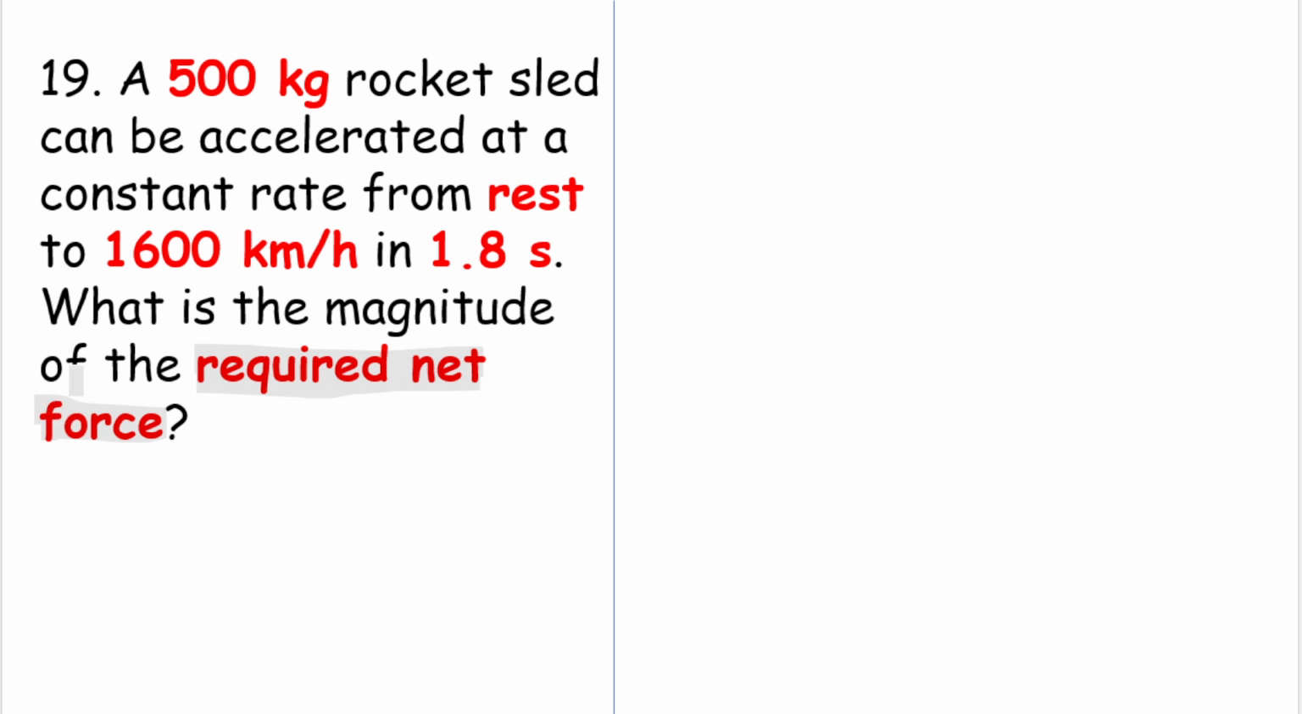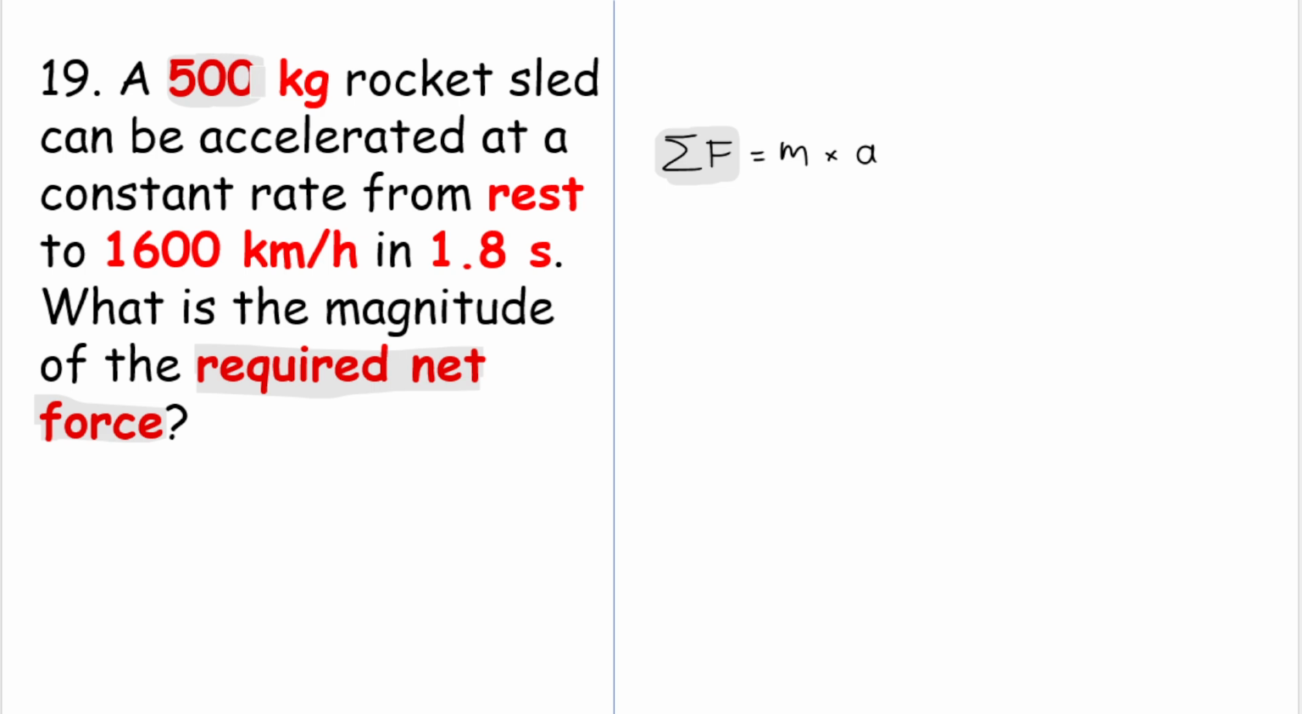So let's write our formula first. Sigma F is equal to mass times acceleration, right? And we are asked to find out what is the required net force here. Good. And let's write what we are given from the problem.